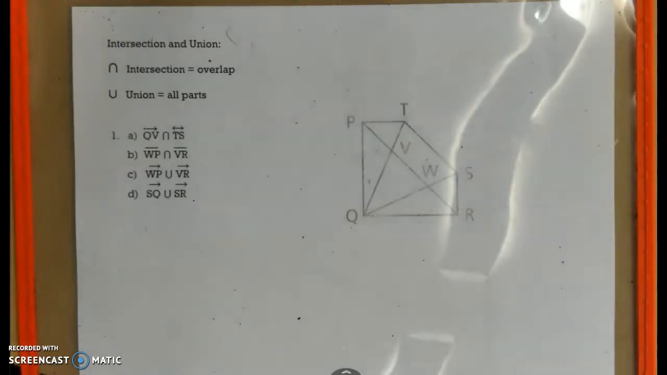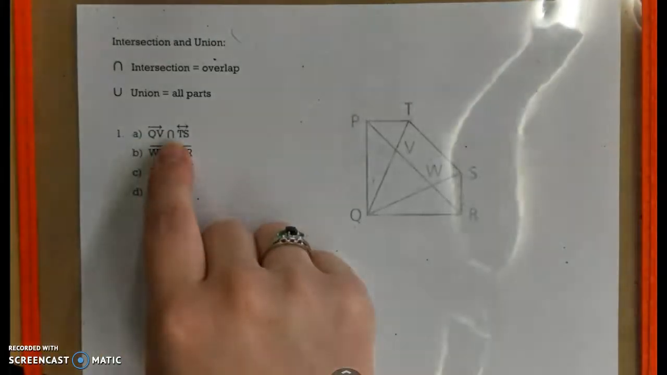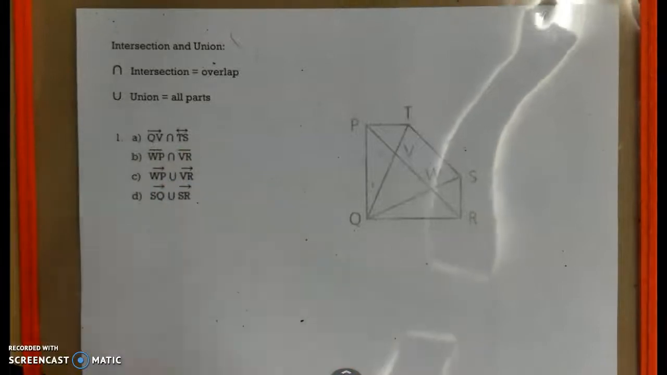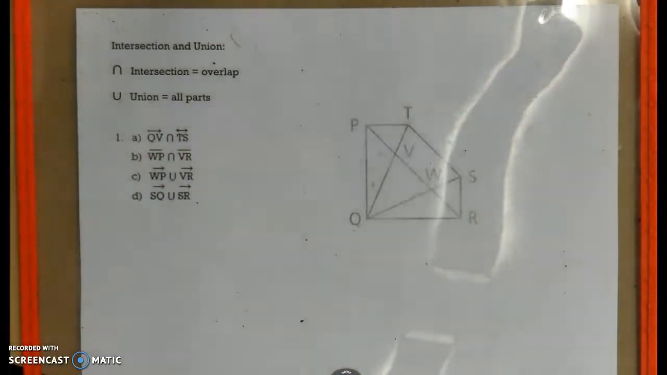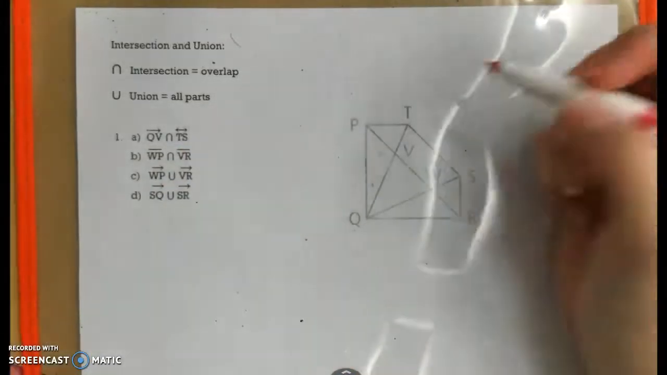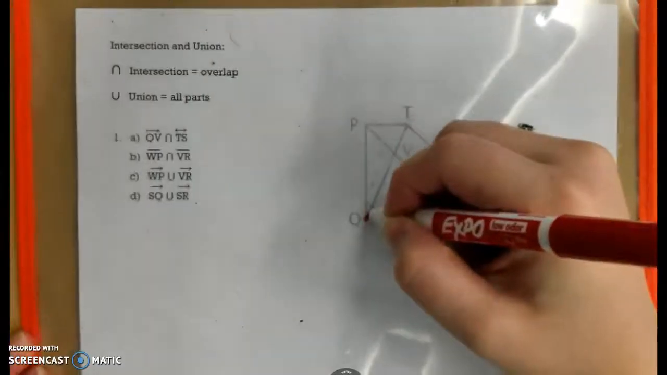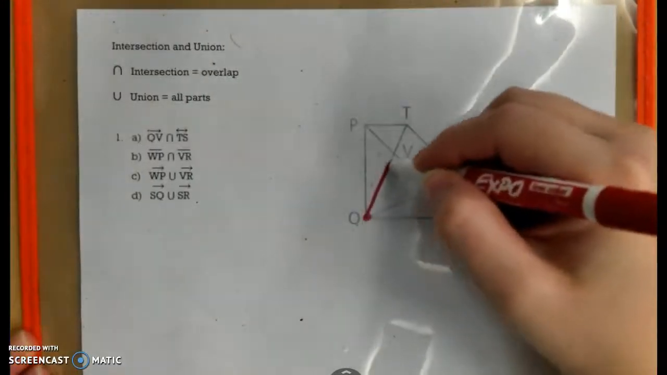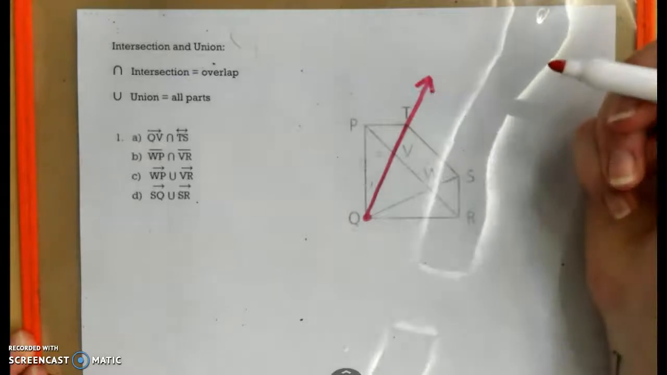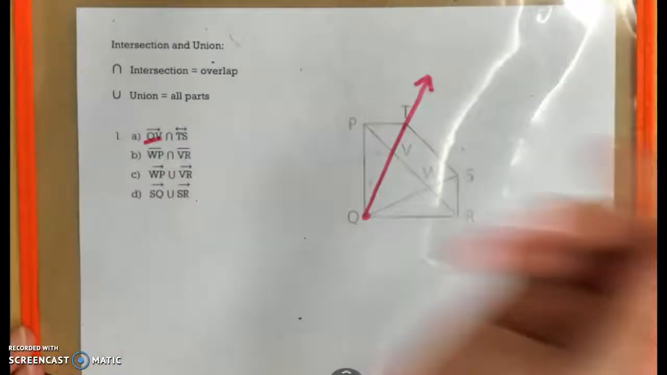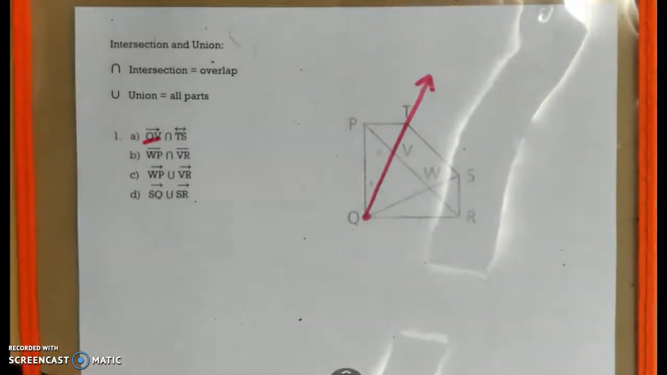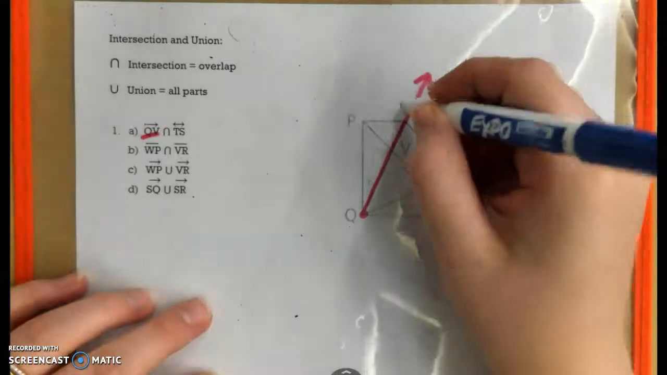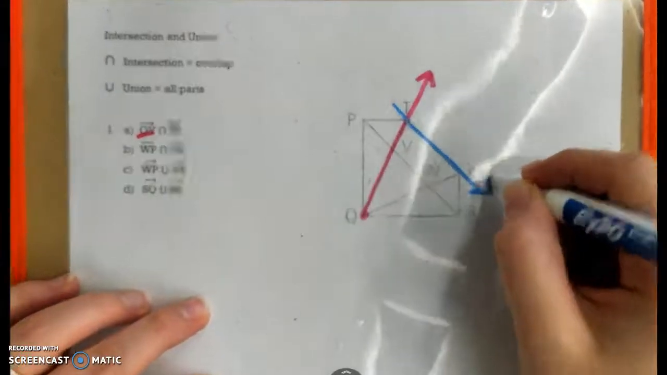So first of all, in part A, we're looking for the intersection, as our upside down U, of ray QV. So I'm going to draw that on here in red. And remember, a ray starts at one point and goes off to infinity. So there's ray QV in red on our chart. And then we're looking for the intersection of line TS. And remember, that goes off into infinity in both directions.